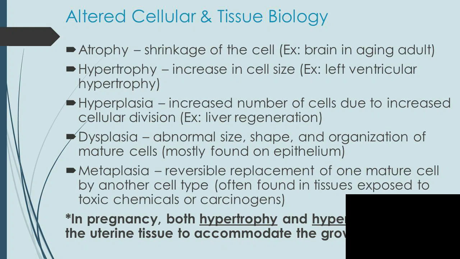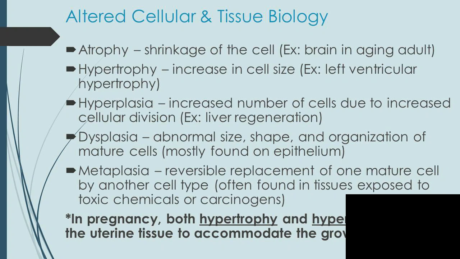When a cell shrinks, it's called atrophy, and we see that especially in the brains of aging adults. Hypertrophy is when a cell increases in size. A good example is left ventricular hypertrophy. Hyperplasia is when there's an increased number of cells due to increased cellular division, such as in liver regeneration. When the liver is injured and regenerates, this is what happens.